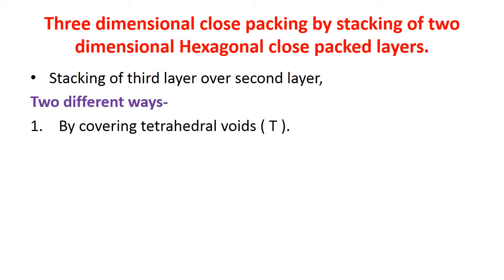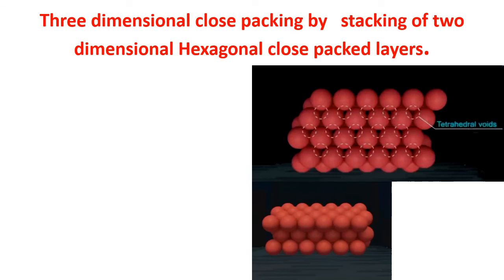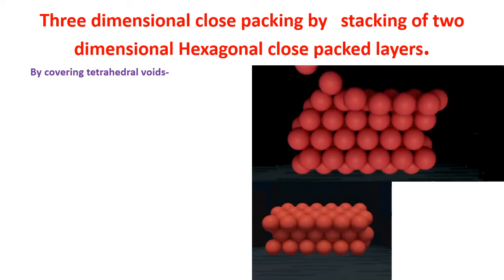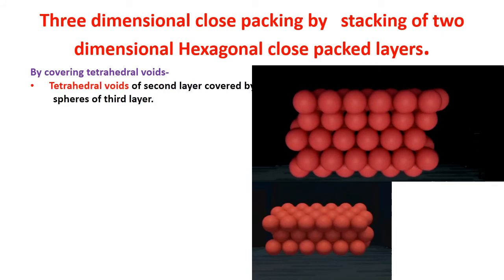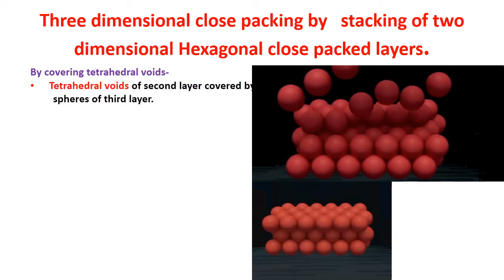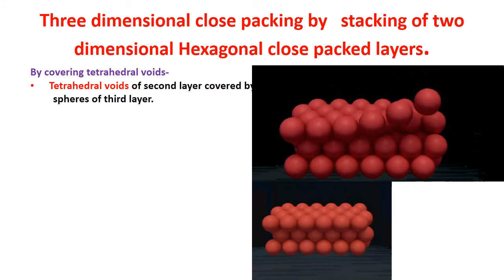First by covering tetrahedral voids and second by covering octahedral voids. Here we are going to study stacking of the third layer over the second layer by covering tetrahedral voids. The tetrahedral voids of the second layer can be covered by placing the spheres of the third layer over them. The spheres of the third layer are exactly aligned with the spheres of the first layer.